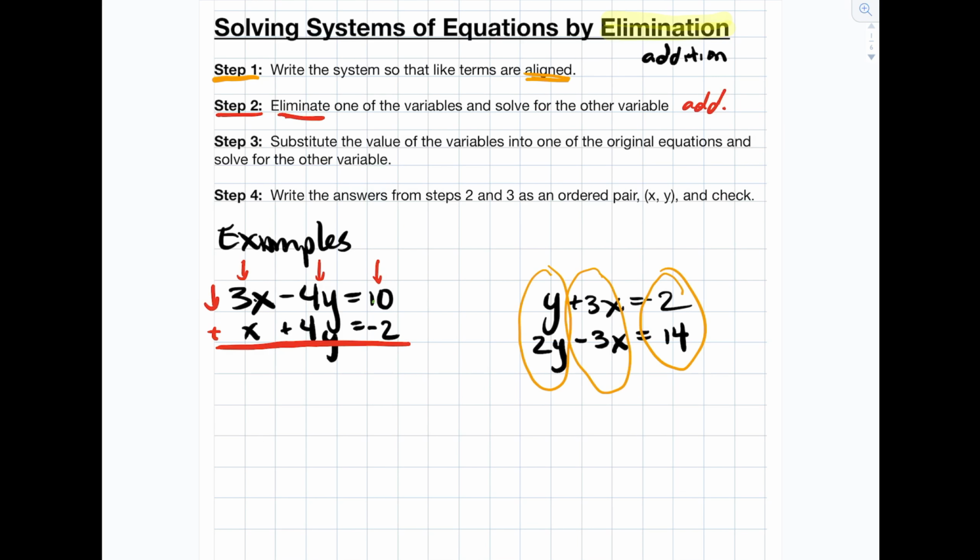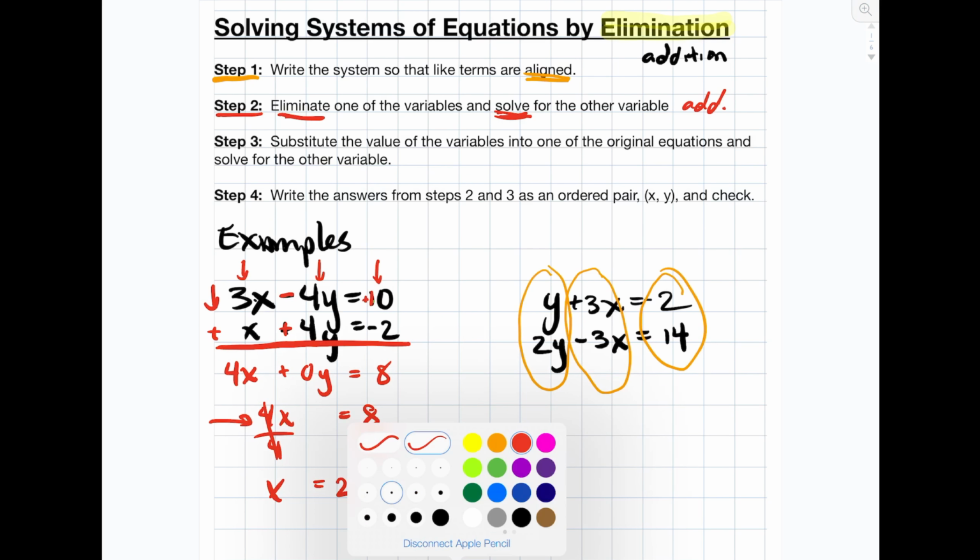So 3x plus x is 4x, and negative y plus 4y is 0y's, which is equal to positive 10 plus negative 2, which is 8. When we simplify this equation, we get this. The other part of step number 2 is to solve for the other variable. I could definitely solve this equation. Just divide both sides by 4, because it's the opposite of multiplication, and x is equal to 2.